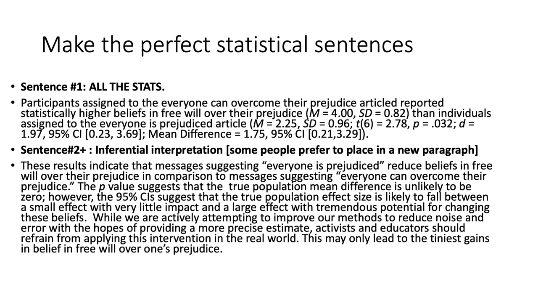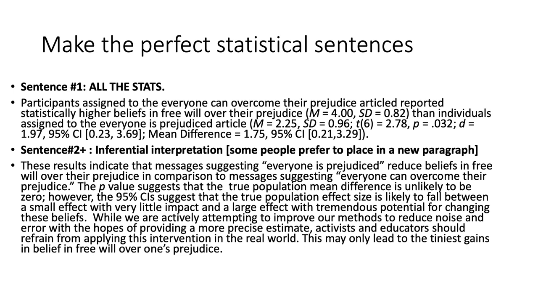So literally all that work was for one sentence in your paper. Now, additionally, because you are learning this right now, and I don't want to make you write a whole method section and results section yet, I want you to interpret your results. These results indicate that messages suggesting everyone is prejudiced reduce beliefs in free will over their prejudice in comparison to messages suggesting everyone can overcome their prejudice. So right now, I'm just providing my overall interpretation of the data. I do have clear evidence that my intervention works.